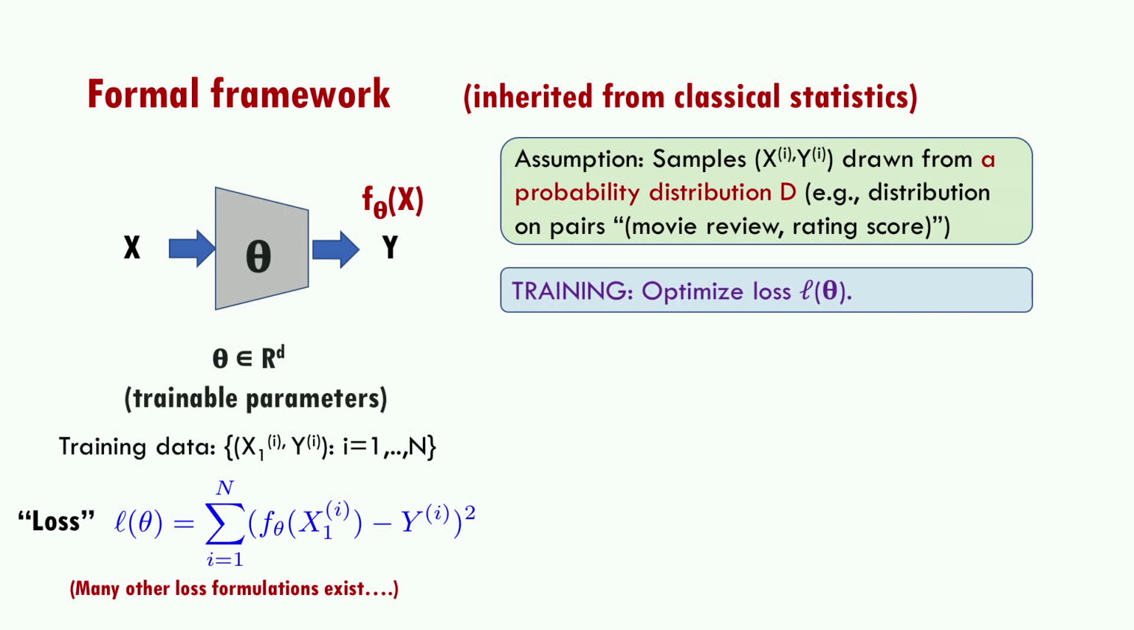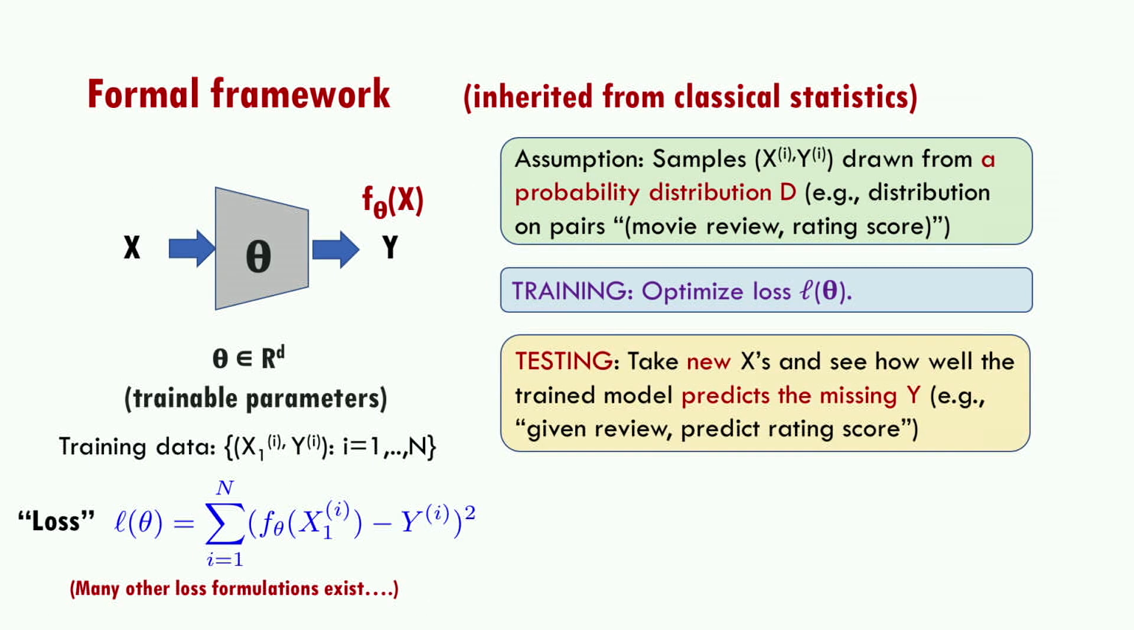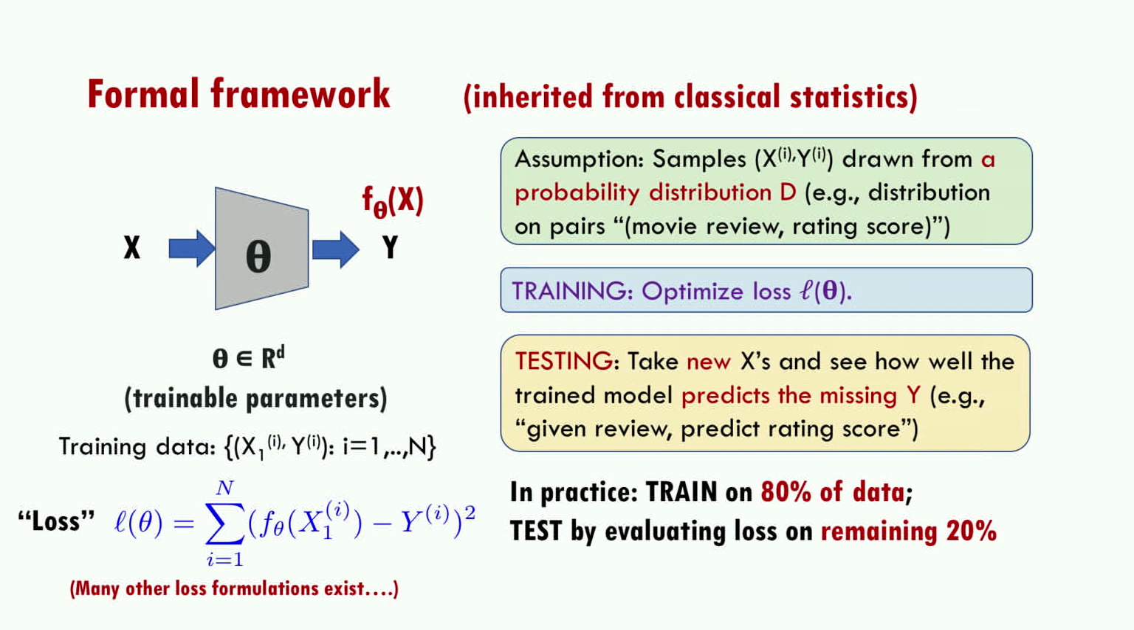The training is optimizing this loss on the samples, and the testing will take new x's and see how well they predict the missing y. So you're given just x and not the y. This may sound a little complicated, but in practice, all that happens is you're given some amount of data, you take 80% of that, let's say, for training, and now you see how well that trained model predicts on the remaining 20%. So that's the framework of machine learning in a nutshell.